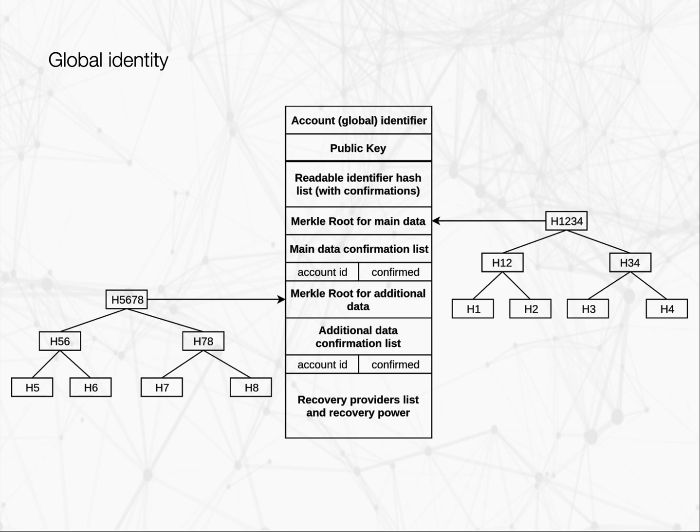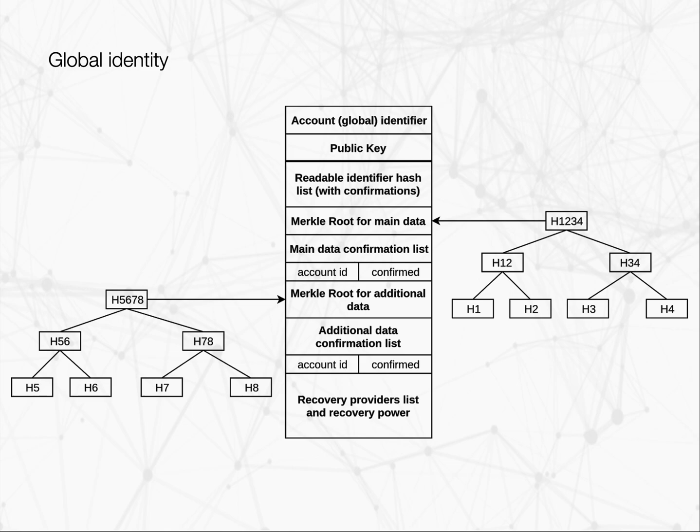Public key is a public key value with the private key of which all transactions initiated by a particular account are signed. Readable identifier list is a set of hash values from identifiers in other systems, such as email address, Facebook ID, etc. Also, each hash value is associated with a specific set of confirmations from other network members that they checked that the account owner owns the specified email, Facebook ID, etc., which correspond to the specified hash values.